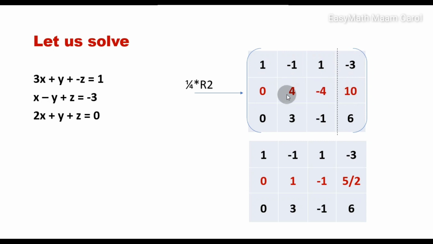So, anong gagawin natin? All we need to do is to multiply 1/4 to all of this or simply dividing it by 4. Okay? So, ito yung mangyayari. So, 4 divided by 4 is 1. Negative 4 divided by 4 is negative 1. And 10 divided by 4, actually yan ay magiging 10 over 4.